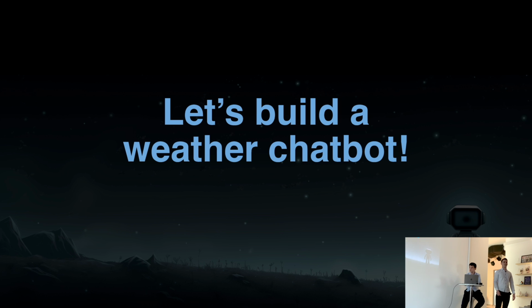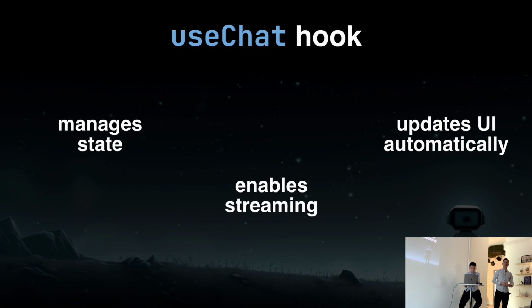So today, we're going to build a weather chatbot in a similar manner. We're going to be demonstrating what our package does and how we can use it to easily build such a thing. Firstly, let's discuss a few things. The core of what our library provides is a useChat hook. Hooks in React are functions that wrap certain functionality within them for the developers to easily use them in their application. Our useChat hook manages the state of the chat, enables the streaming, and handles updates within the UI automatically.